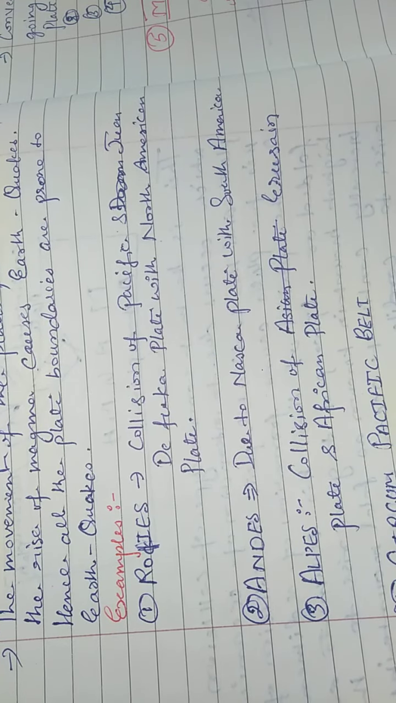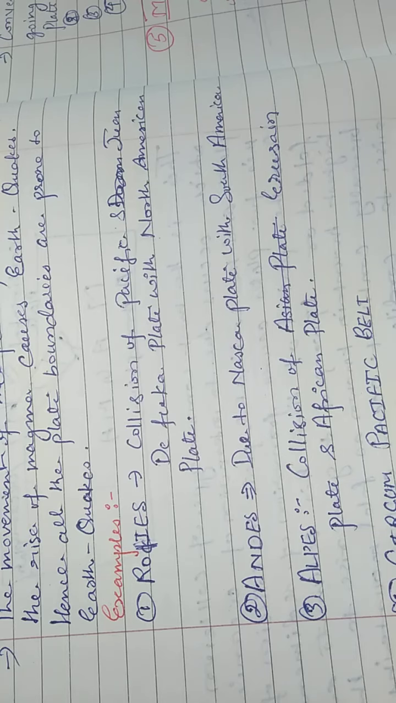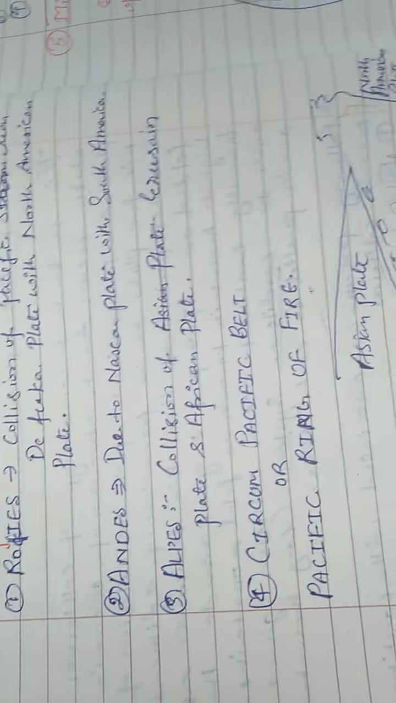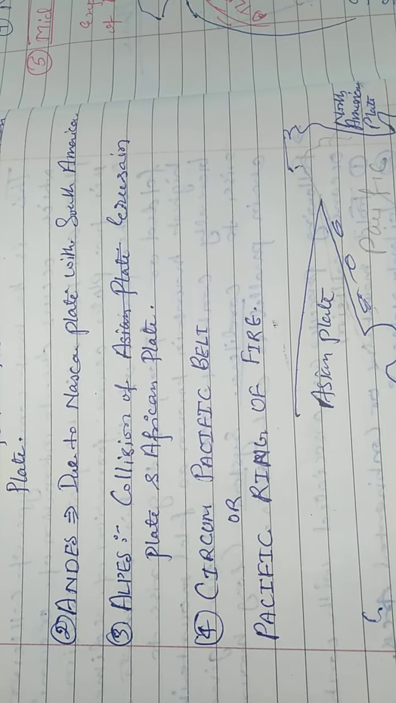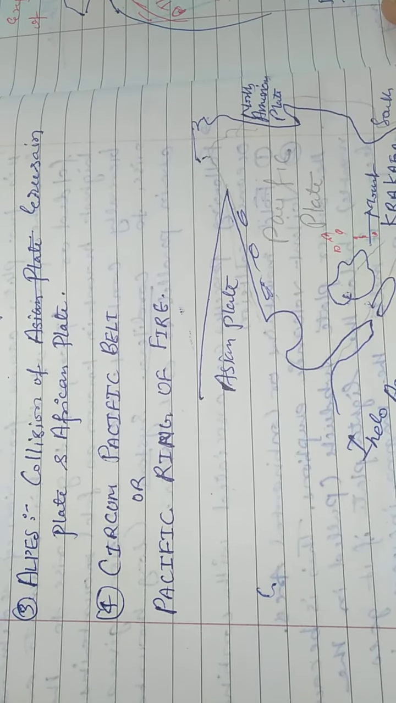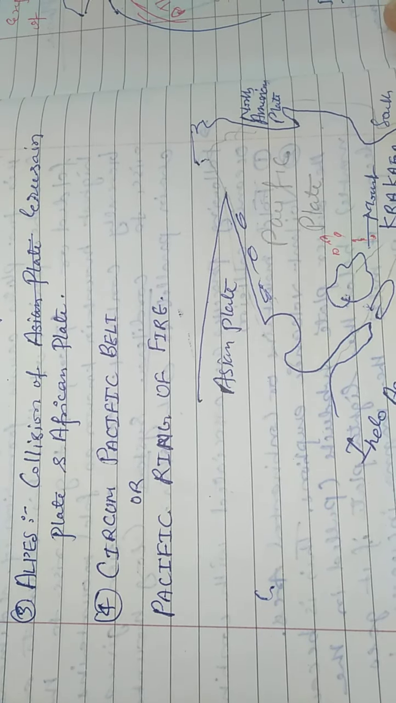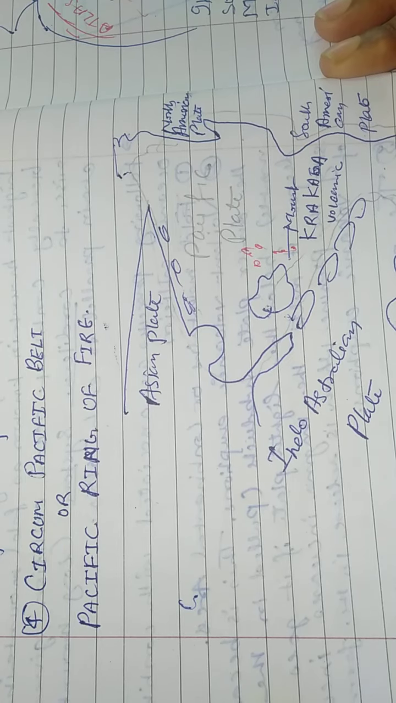The movement of plates, collision and the rise of magma cause earthquakes. Hence, all the plate boundaries are prone to earthquakes. Examples: Rockies, collision of the Pacific and Juan de Fuca plate with the North American plate. Andes, collision of the Nazca plate with South America. Alps, collision of the Eurasian plate and African plate.